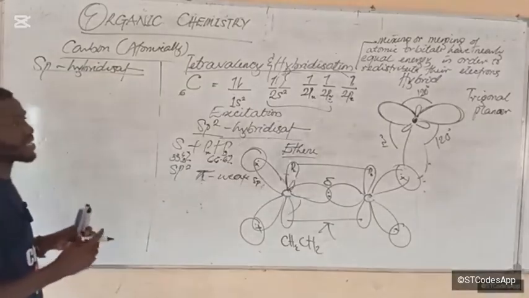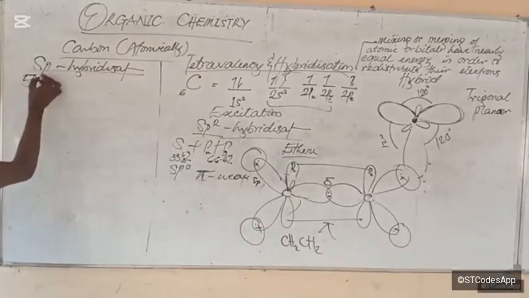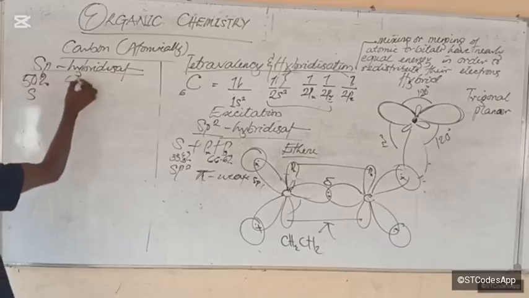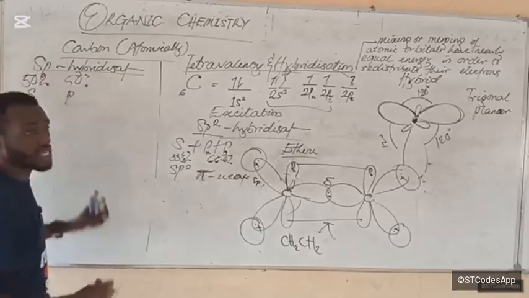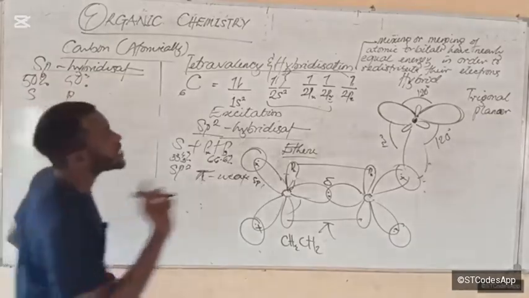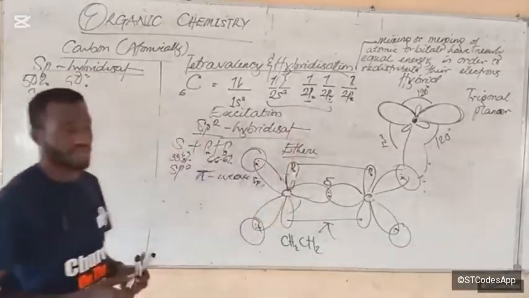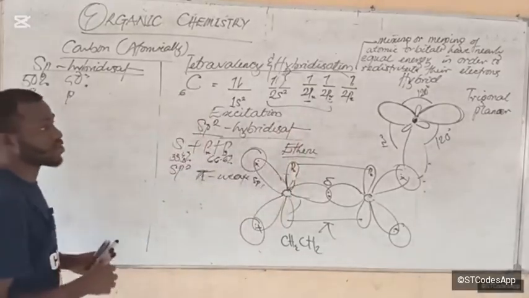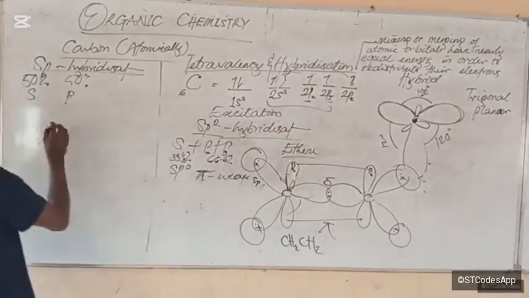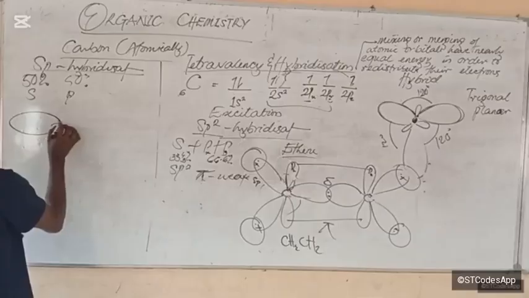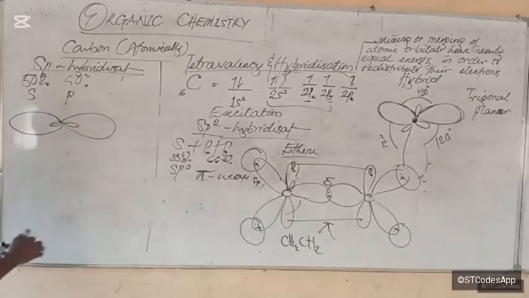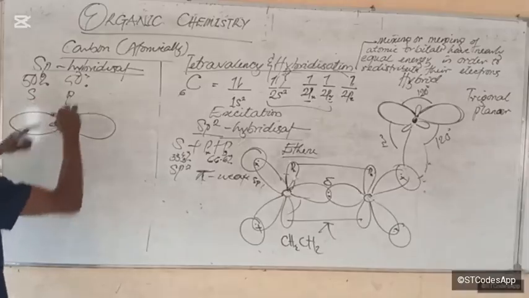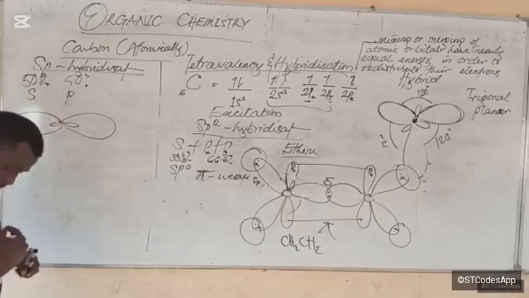And what that means is that there's going to be 50-50% contribution from S and P. So we have 50% S character, 50% P character. And remember, only the PX is combined here. So it means that your compound is formed on only the X plane. So this is our hybrid orbital, which comes from the S shape and the dumbbell shape of the P orbital.